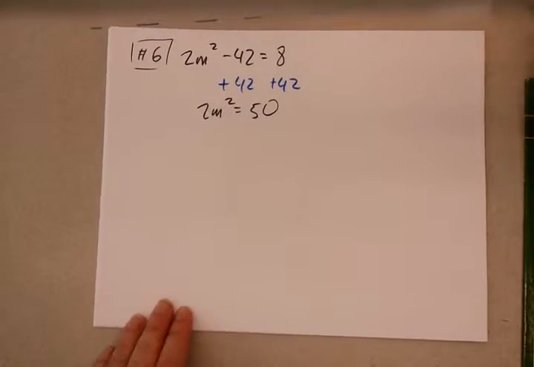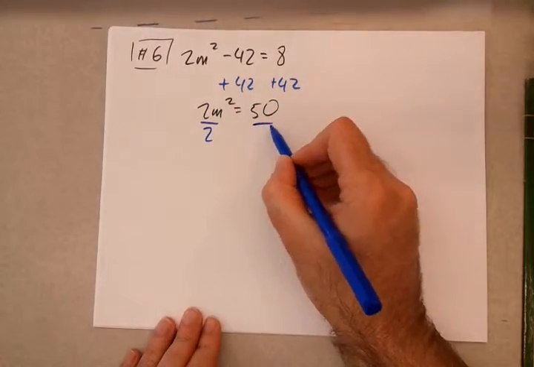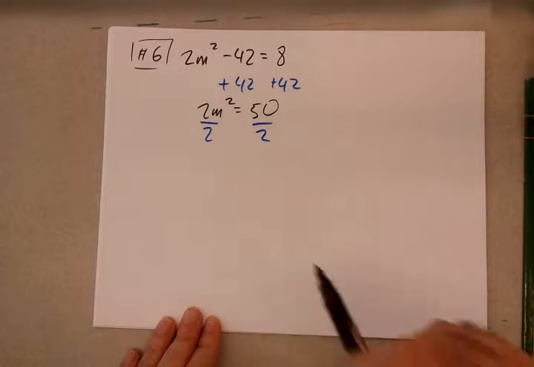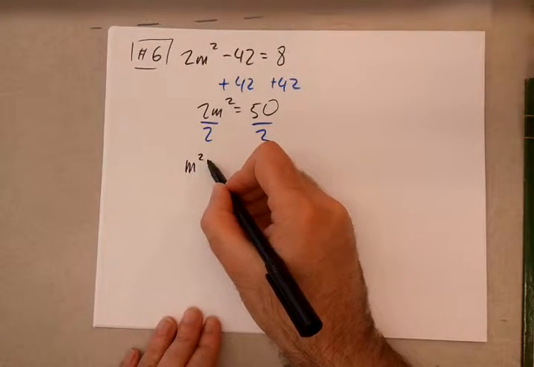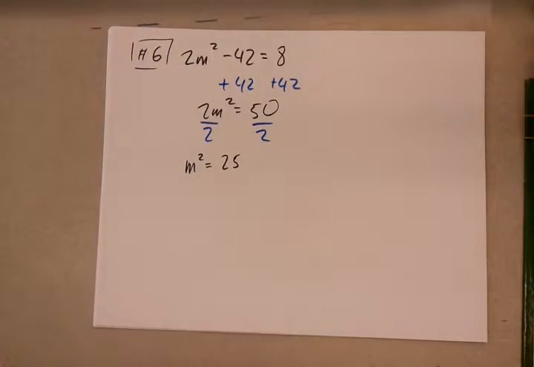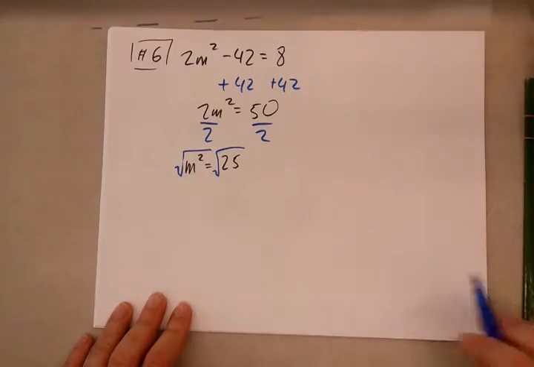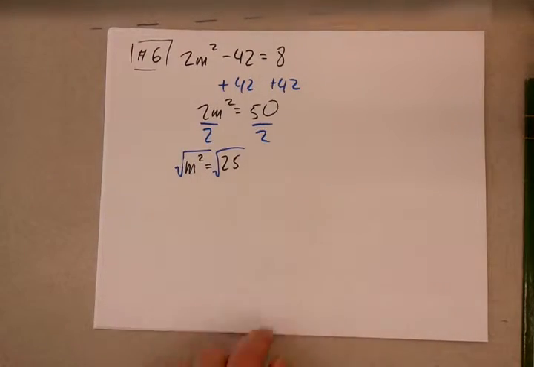Terrific. But then I want to get rid of this 2 over here. It's been multiplied. I'm going to divide both sides by 2, which is going to net me m squared equals 25. Then to get rid of the power of 2, I'm going to do the opposite of a power of 2. I'm going to square root the m squared. And whatever I do to one side, I have to do to the other side as well.